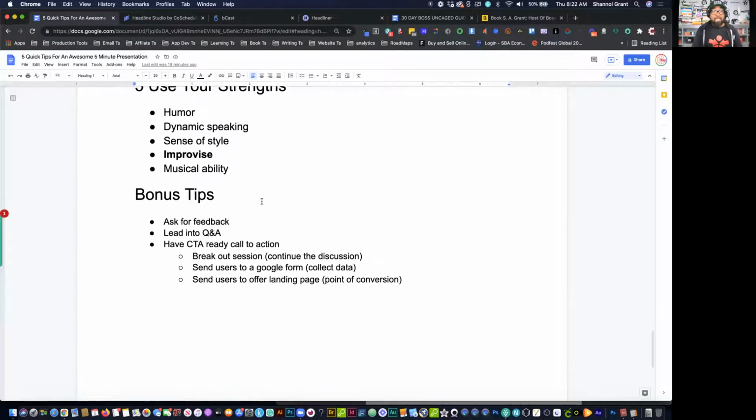And last but not least, going into the bonus tips, at the end of every presentation, this is where your meat and potatoes come in. You want to ask for feedback. You want to lead into a question and answer or a call to action, which is a CTA. In this case, we're going to have a breakout session to go a little deeper into this. But you could also send your users to a Google form, or to a landing page, and then convert them.